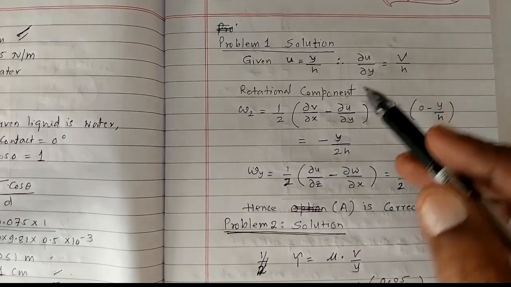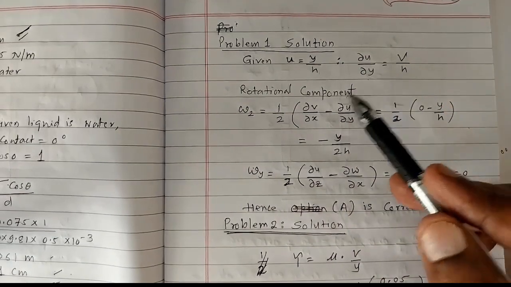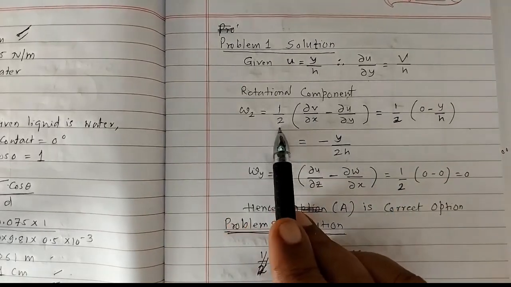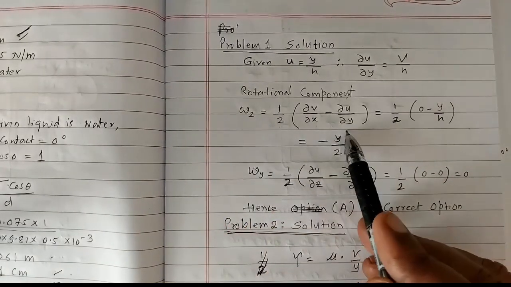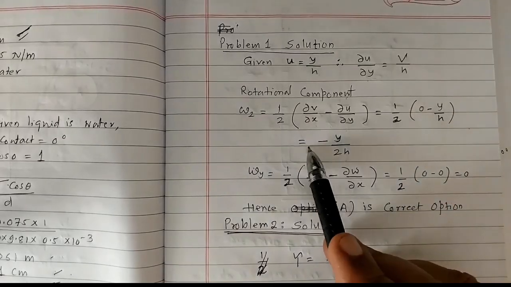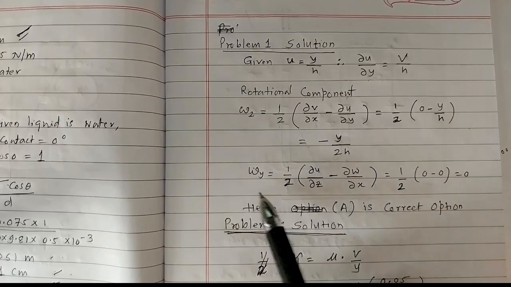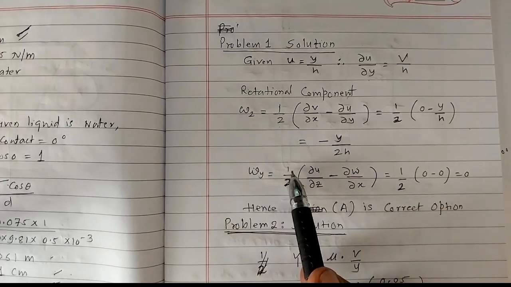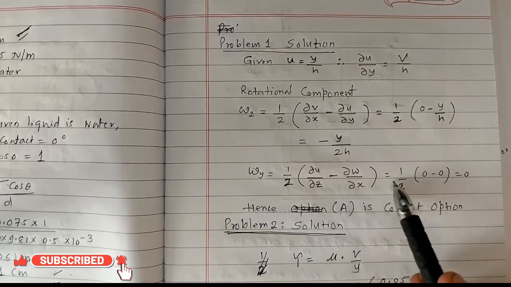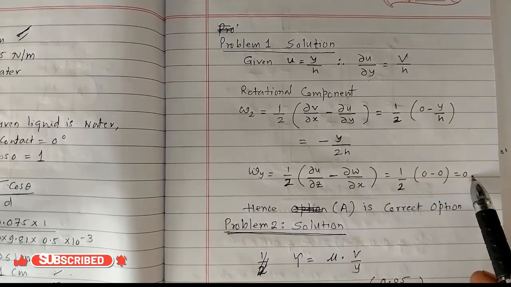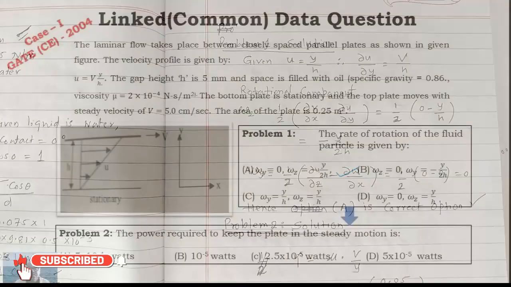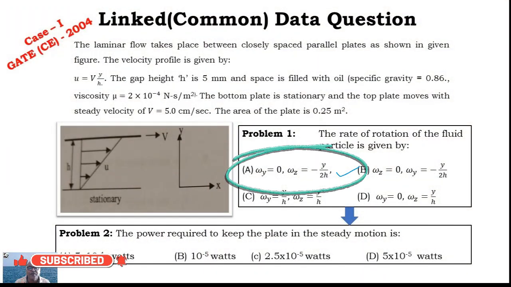At the moment you just remember that rotational component is half of the vorticity. So omega z is equal to half of del v upon del x minus del u upon del y, that is equal to 1 upon 2 into 0 minus V upon h. So that is minus V y upon 2h, and omega y, the rotational component, is half of del u upon del z minus del w upon del x is equal to half of 0 minus 0, that is 0. Hence our option is A, which is the correct option.